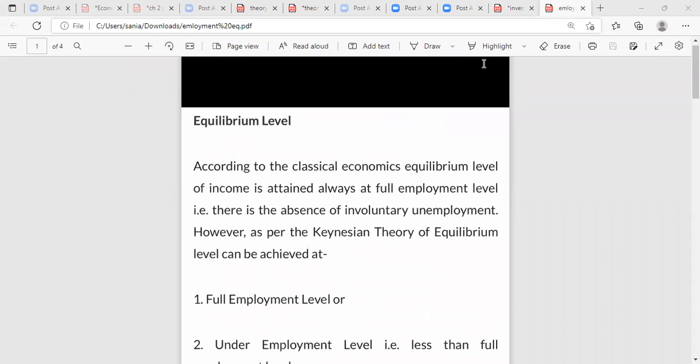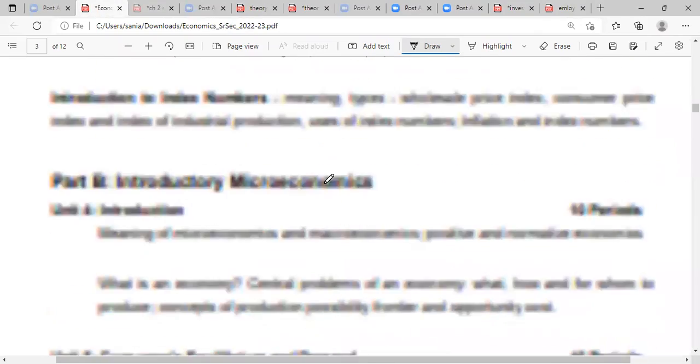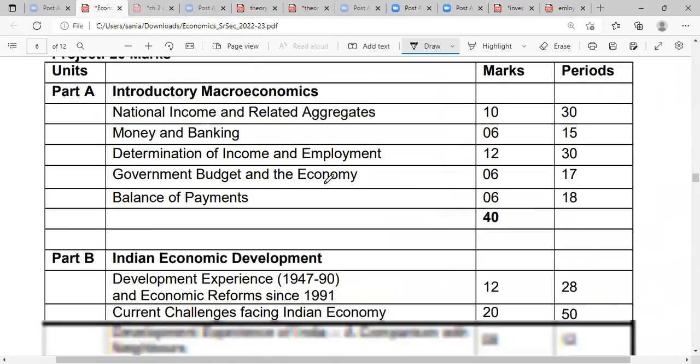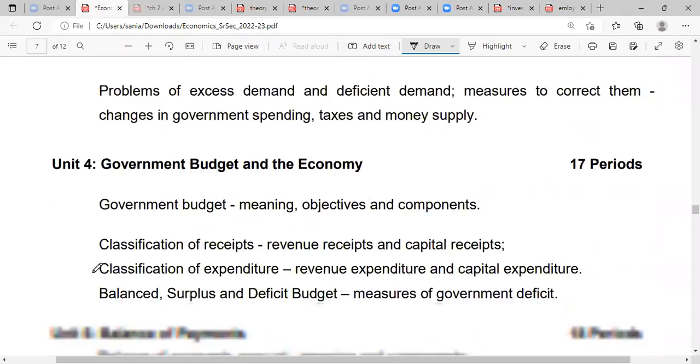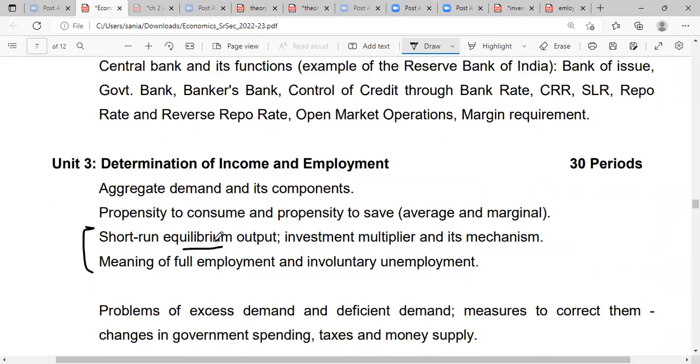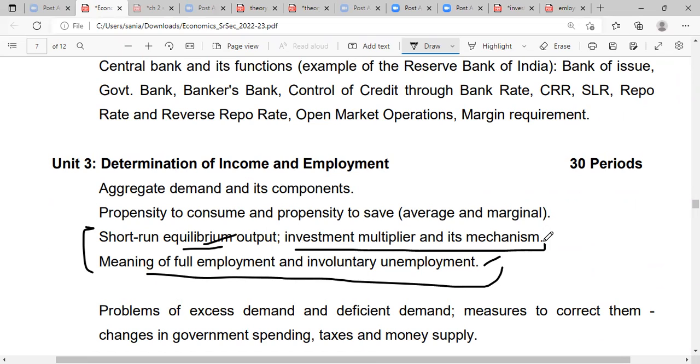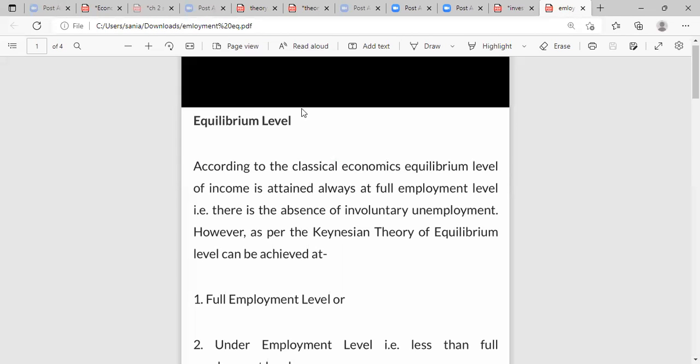Yes, ma'am. Okay. So when we were discussing the syllabus, we discussed one thing: that in the second term we are going to do the short-term equilibrium. We did it, right? Plus the meaning of full employment and unemployment, this involuntary unemployment. This will take one class, so we'll do it tomorrow. Okay, so let's just start.